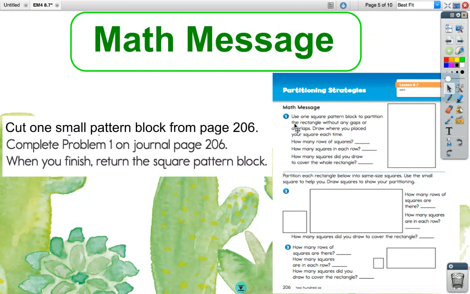Problem 1 says, use one square pattern block to partition the rectangle without any gaps or overlaps. Draw where you placed your square each time. How many rows of squares? How many squares in each row? How many squares did you draw to cover the whole rectangle? Begin. Please pause the video if you need more time.